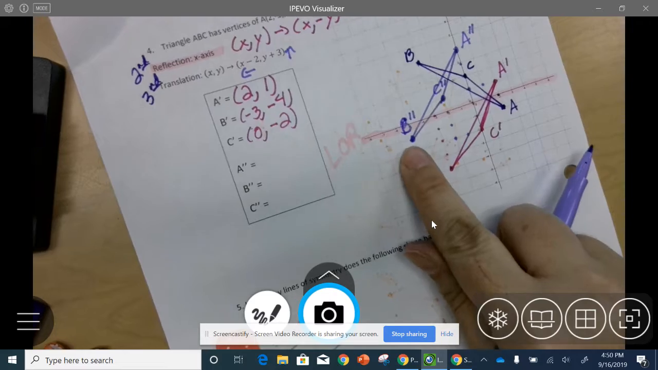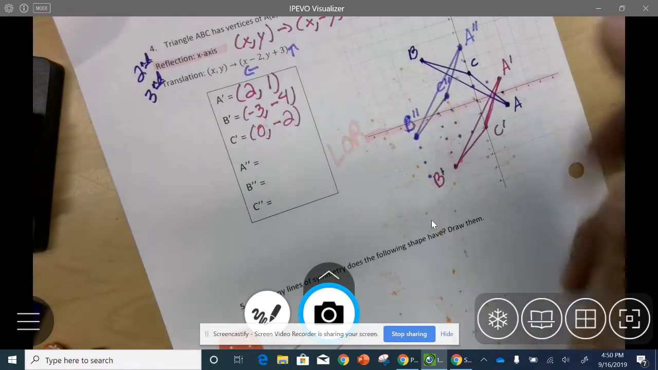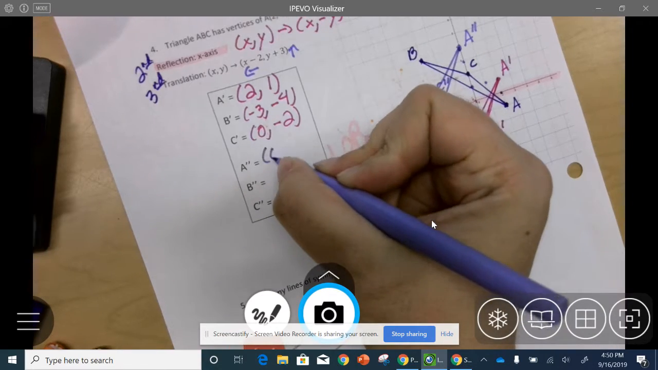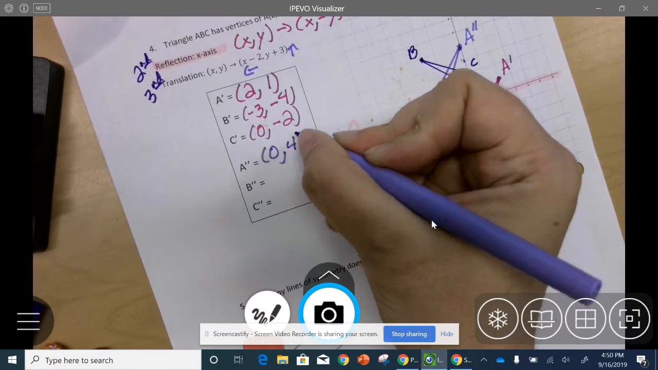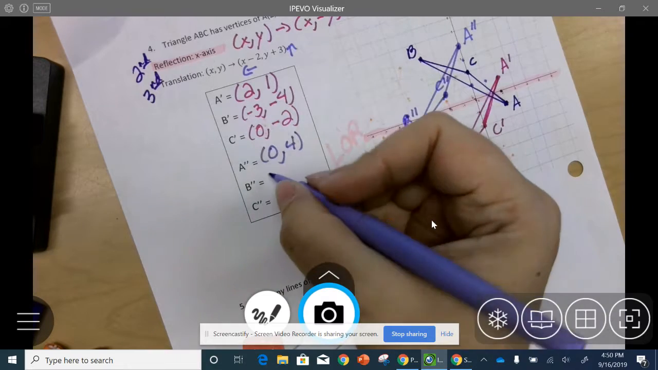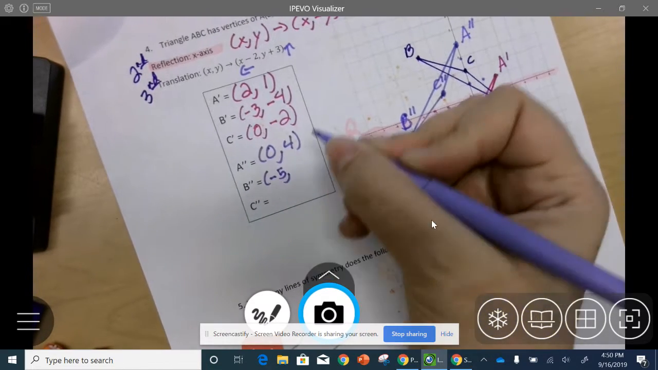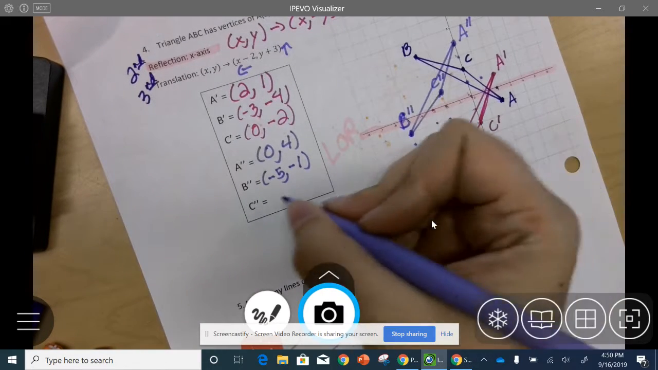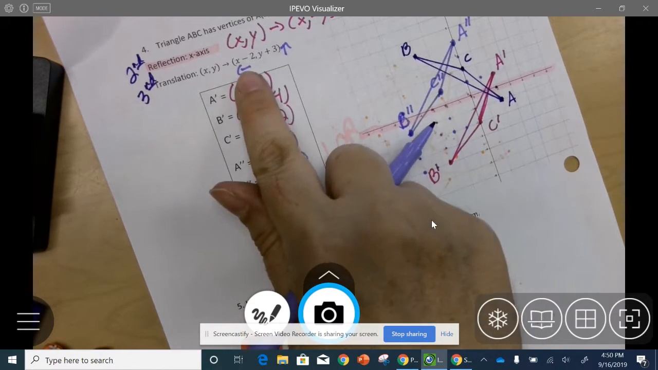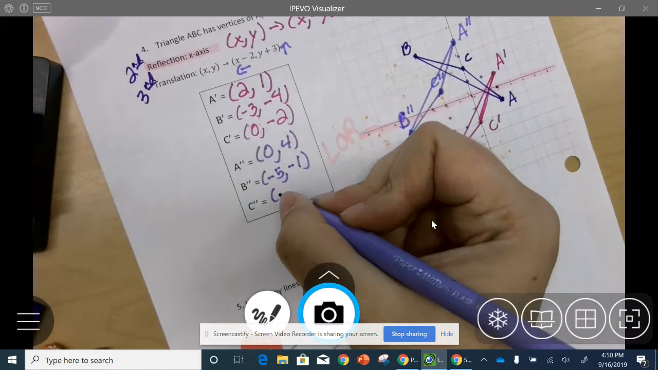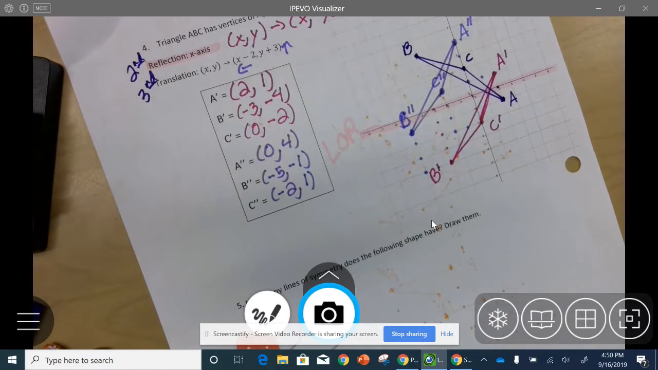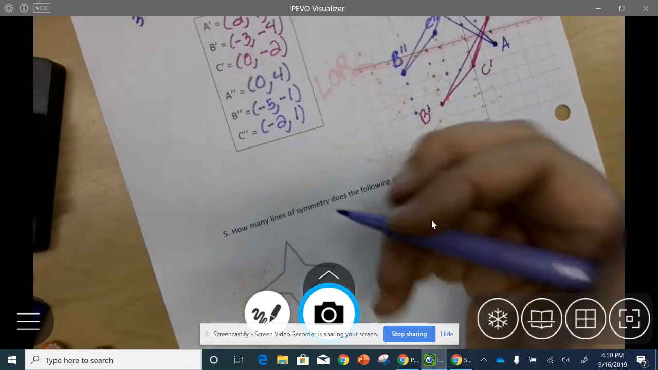Okay, and our new points. So we look at this. So for A, okay, it's now at 0, 4. For B, it's now at -5, -1. And for C, okay, it's going to be at -2, 1. For C double prime. Okay, how many lines of symmetry does it have, everybody?